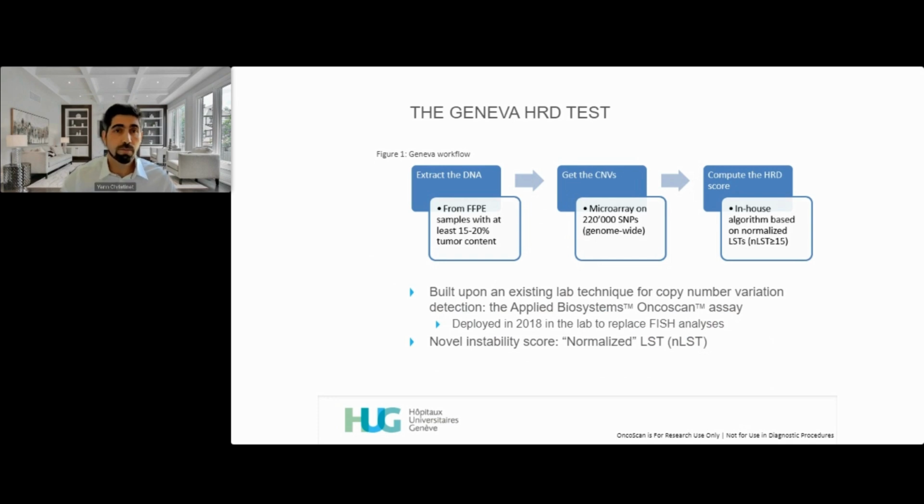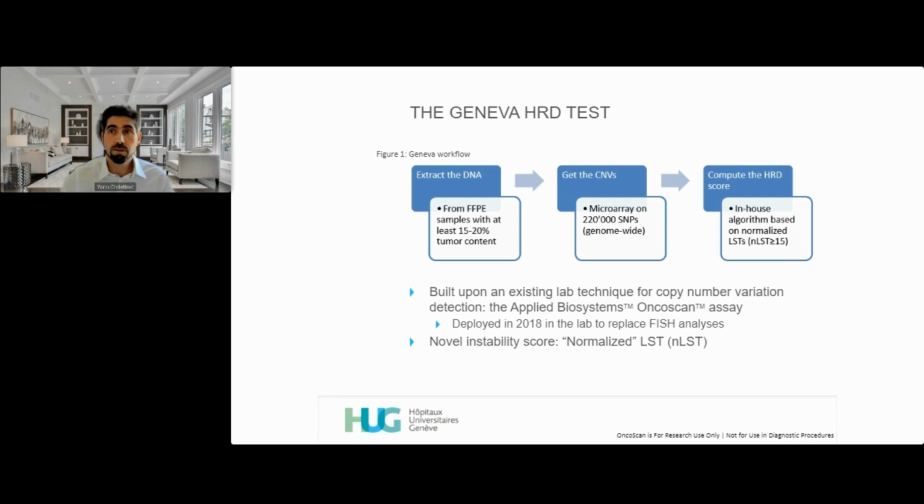Now, in Geneva, we were interested, obviously, in having an HRD test. And we could buy a commercial test, but we actually had in place everything we needed. We already had an NGS for BRCA testing, and we had the OncoScan already in place to do copy number variation. We set up the OncoScan in the lab to replace FISH analysis, that was in 2018, and we were quite happy with it. And then when the question came, oh, could you do HRD? It's like, yeah, of course we can. We have everything we need.